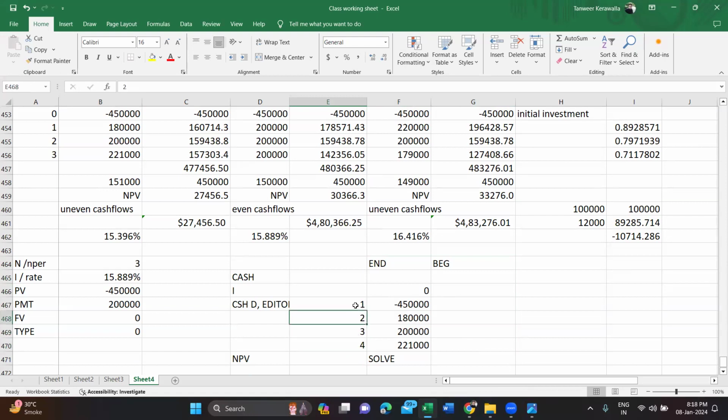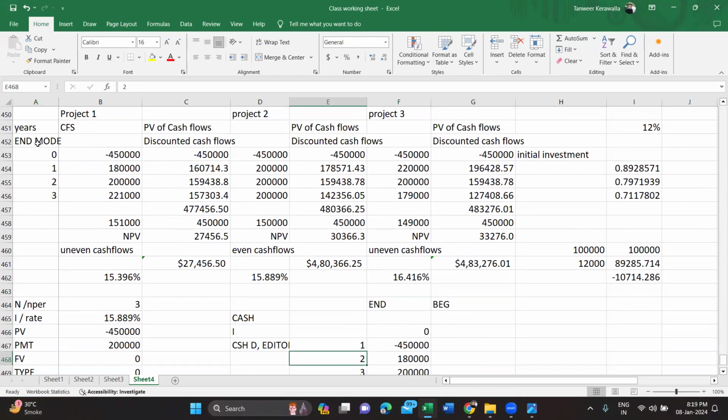So beginning of first year means zero, today's time. So what happened that time? 4 lakh 50 went. Then beginning of year two is as good as end of year one. So we are doing this in end mode.